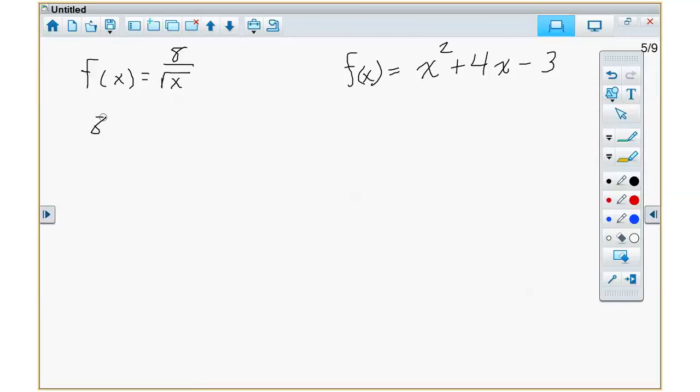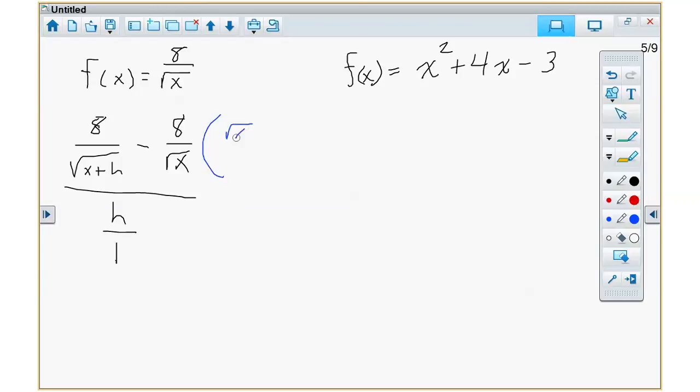So, 8 over the square root of x plus h minus 8 over the square root of x, over h over 1. Common denominator, take my handy dandy blue pen. Square root of x, square root of x plus h over 1.